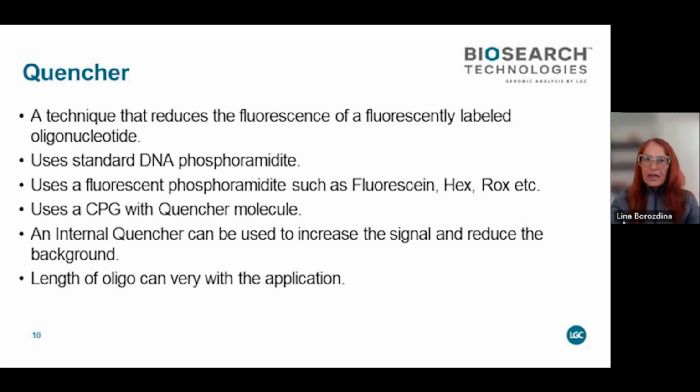If the template is not there, the oligo is going to stay closed, and you're not going to have a positive result. This particular technology just uses standard DNA phosphoramidites, ACGT. It uses fluorescent phosphoramidites such as fluorescein, HEX, ROX, TAMRA, cyanine 3, cyanine 5, and it uses a CPG with a quencher molecule. Also, there are some new techniques to increase the signal and reduce the background, where you can add an internal quencher into your sequence. So you will have quencher, DNA, quencher, fluorophore.